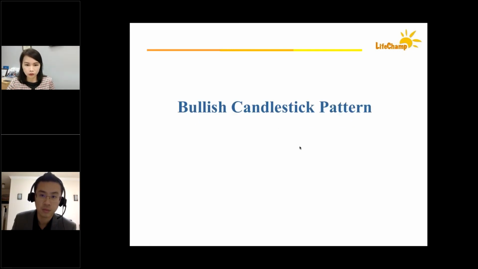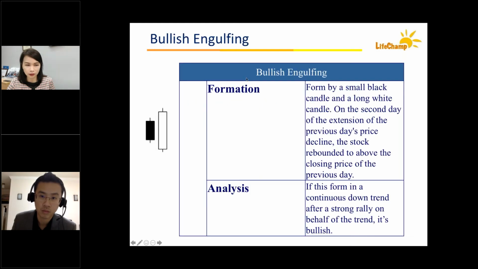Now, patterns with two or more candlesticks. You have a bullish candlestick pattern, and this is the bullish engulfing. This bullish engulfing is quite powerful. It's a reversal as well. Either a reversal or a continuation, you can see this. Usually when you see a large white body engulfing the previous bearish day, that means it's going to be bullish. But it must have volume, so the volume will confirm this bullishness.